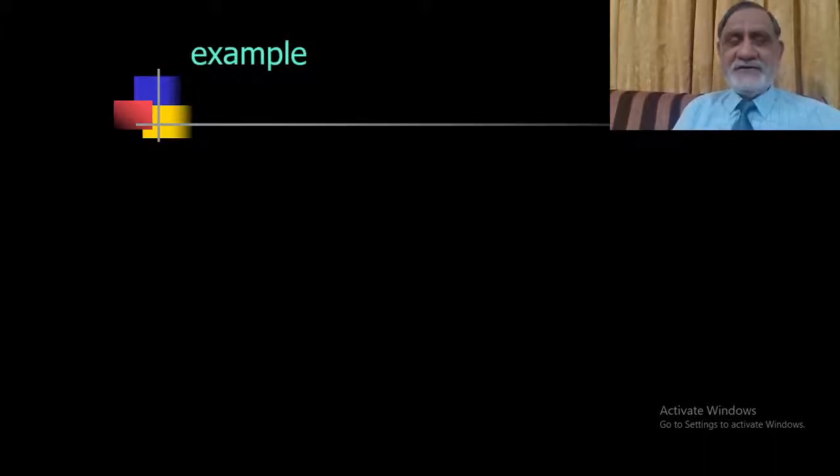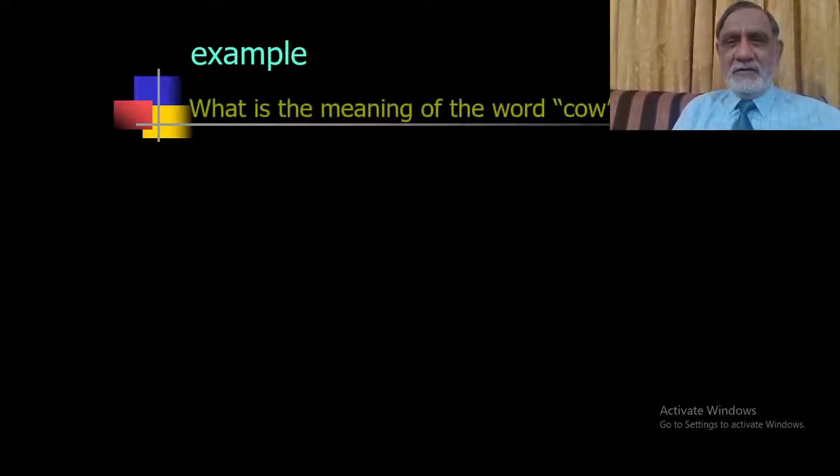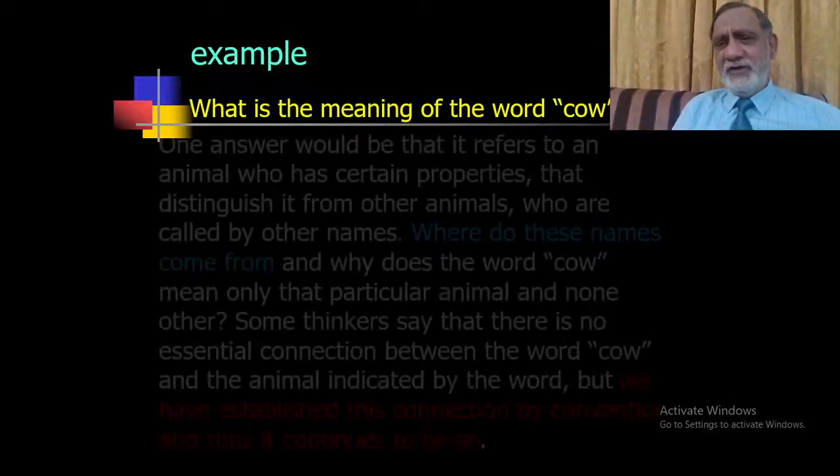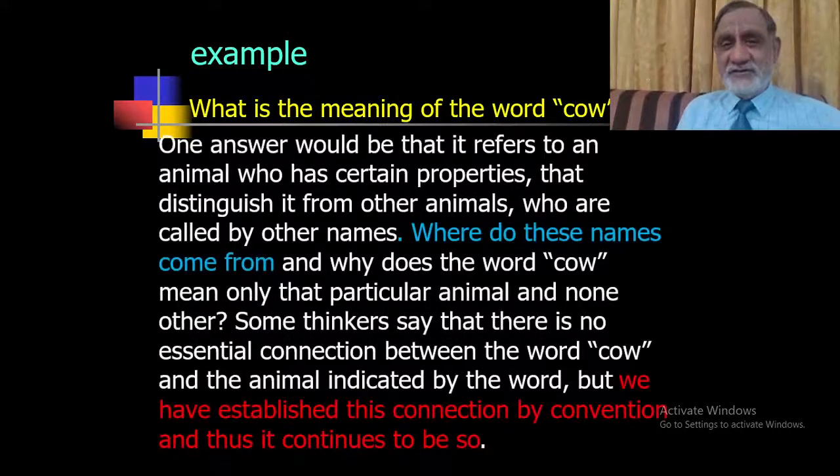Now let's see an example. What is the meaning of the word cow? In the light of the different shades of the word meaning we have just discussed, we'll take up this example. What is the meaning of the word cow? The answer would be that it refers to an animal which has certain properties that distinguish it from other animals which are called by other names.